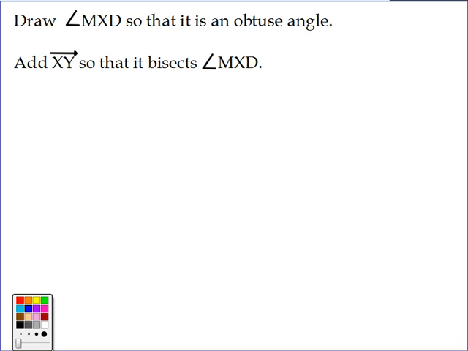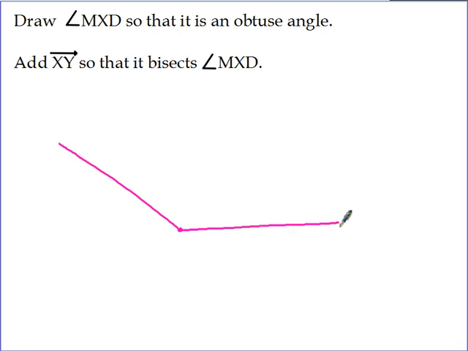So now, this one we're going to draw ourselves. So we're drawing angle MXD so that it's obtuse. So I know it has to be bigger than 90. So I have MXD. It's obtuse angle. And then it says add the ray XY so that it bisects the angle. So I'm going to figure about where halfway is and say, all right, that's about halfway. That's going to be ray XY. And now it's bisected. And you can use two arcs like I did on the previous slide. You could use one arc, or you could use three to show that the angles are the same.